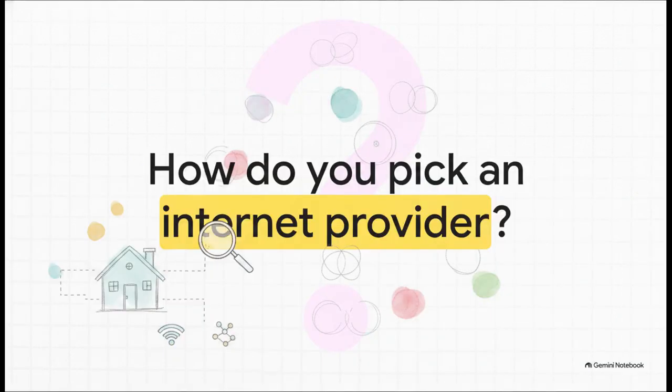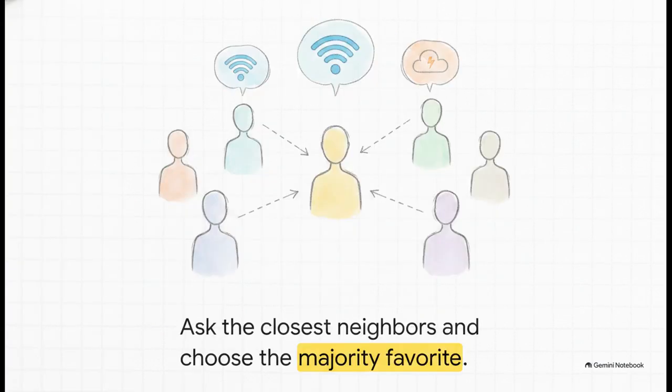Picture this. You just moved into a brand new house, in a brand new neighborhood. How do you decide which local internet provider to choose? You aren't going to sit there calculating complex technical coverage maps, right? You're definitely not analyzing signal frequencies or infrastructure layouts. No, you do something way simpler and far more practical. You literally just walk over and ask the 5 closest neighbors on your street what they use. If 3 out of those 5 say they use provider A, well, you're going to go with provider A. You just pick the majority favorite.